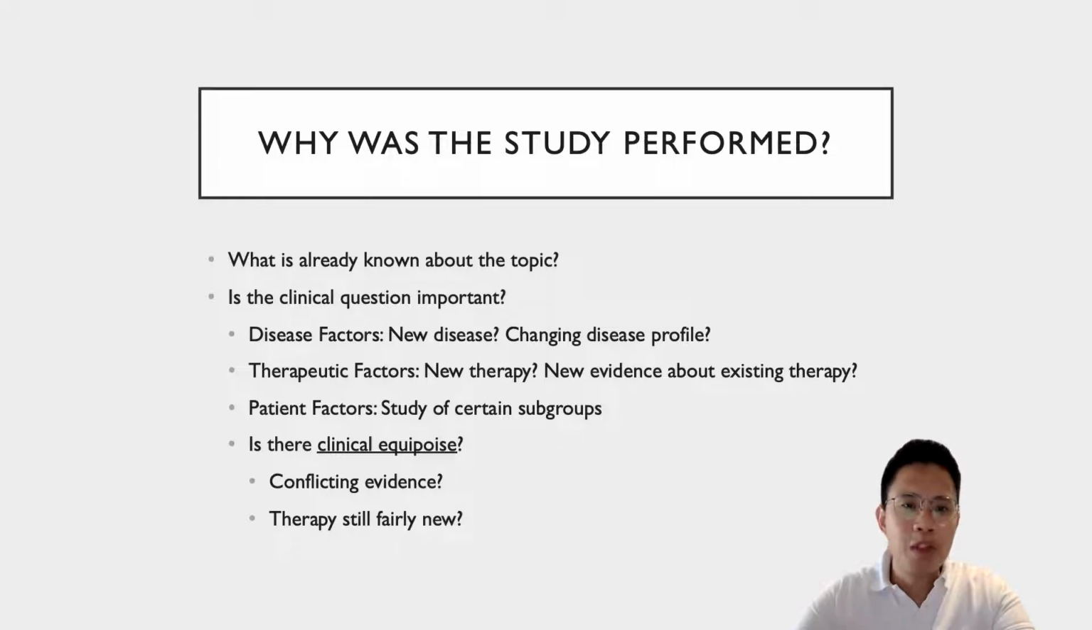Because if, let's say, things are pretty certain, like for example the use of antibiotics in the treatment of sepsis, if we are studying something like that, oftentimes there isn't much point. So there are instances such as questions where there has been conflicting evidence, or instances where therapy may still be fairly new and there has yet to be adequate evidence amassed to say that something is convincingly beneficial or not beneficial.